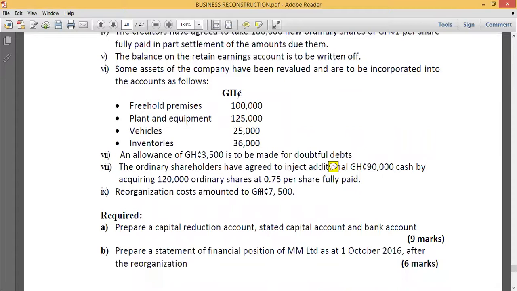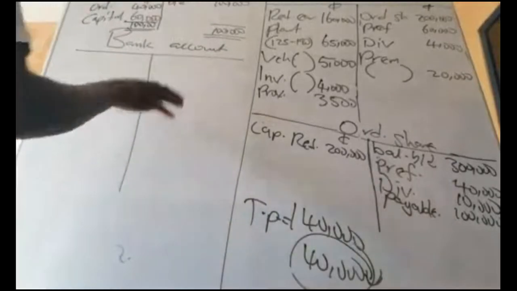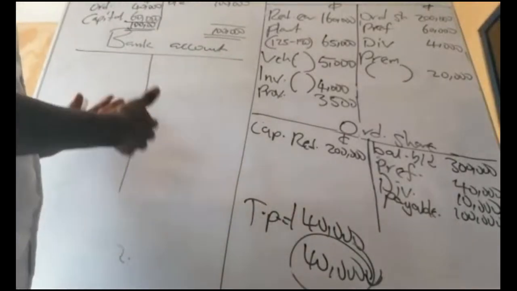Now, the next note says that the ordinary shareholders have agreed to inject additional 90,000 cash by acquiring 120,000 ordinary shares at 75 pesos per share, fully paid. All it means is that they are paying 90,000. So how are you going to do this? Who is giving to whom? The bank account will increase, right? We have to add it to our bank account.